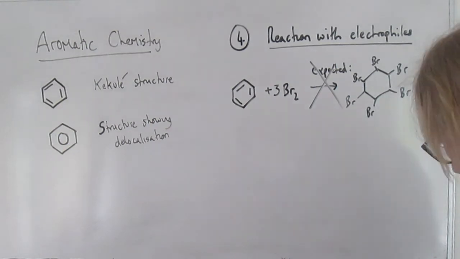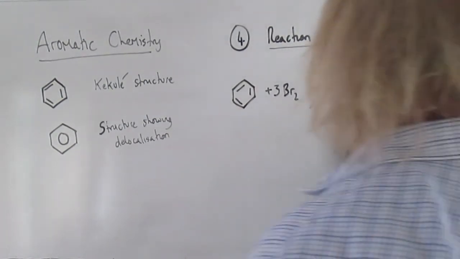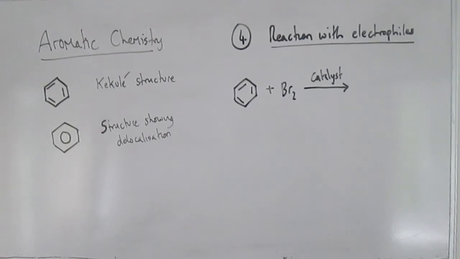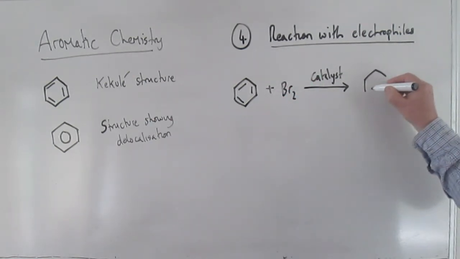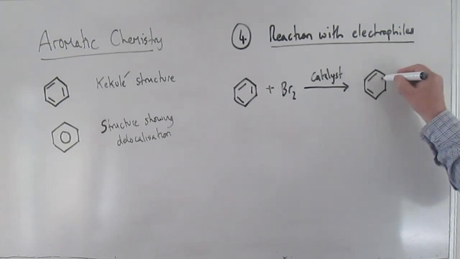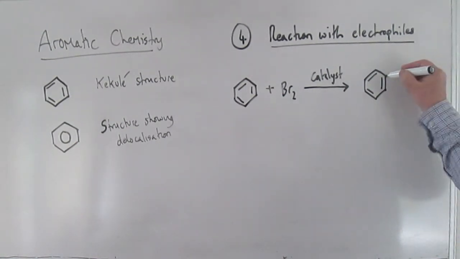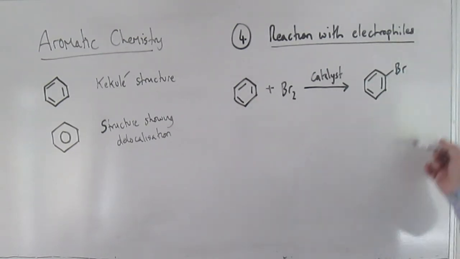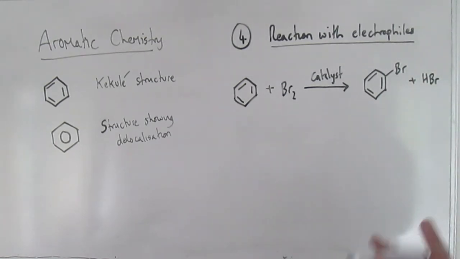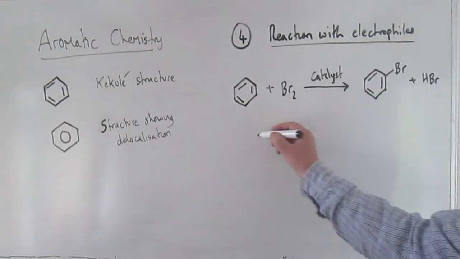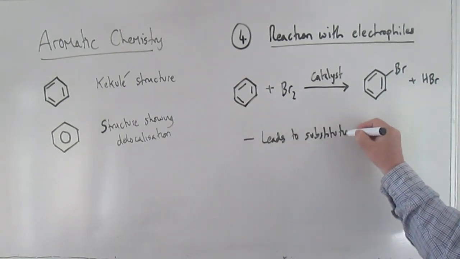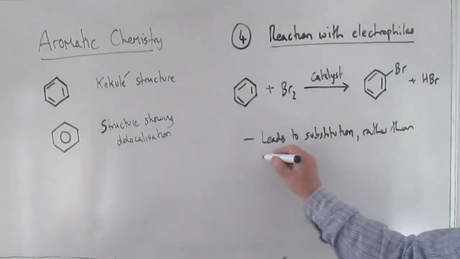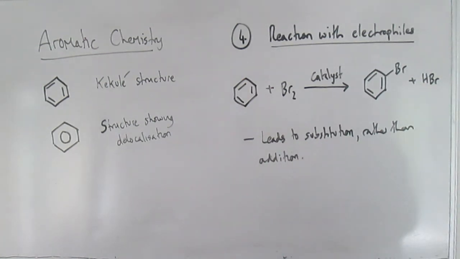So what you find is that you get a completely different reaction. In the presence of a catalyst, what happens is you get a substitution reaction. So afterwards, it's still got its intact pi bonds, and all that's happened is that one of the hydrogens has been replaced by a bromine, and you get HBr. So it looks like a radical substitution equation, but it's not a radical reaction. That's an electrophilic reaction, and we'll look at its mechanism in detail later. But the important thing is that reaction with electrophiles leads to substitution rather than addition, which is what would be expected by analogy with alkenes.